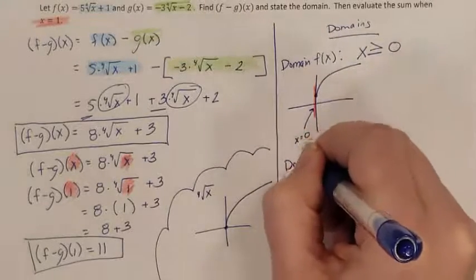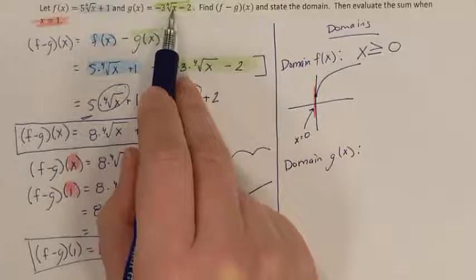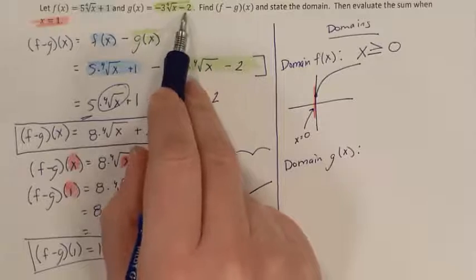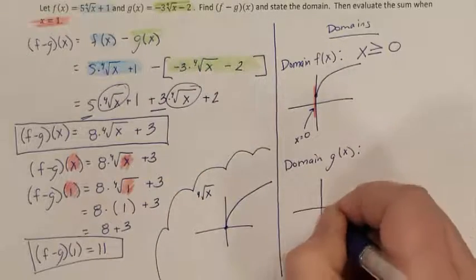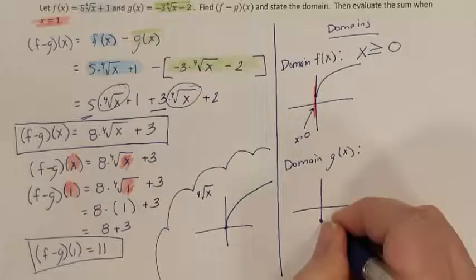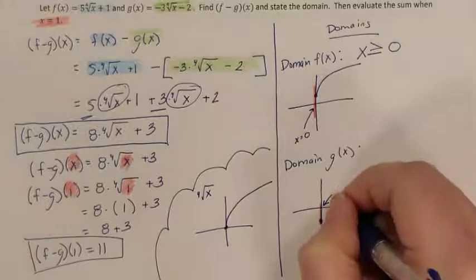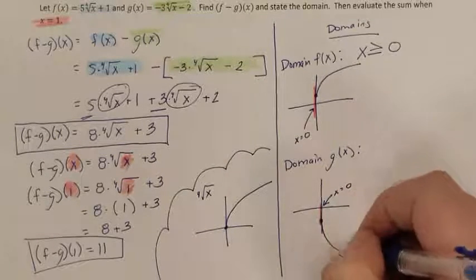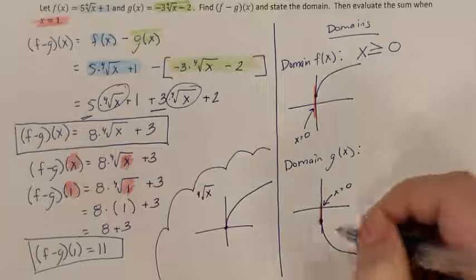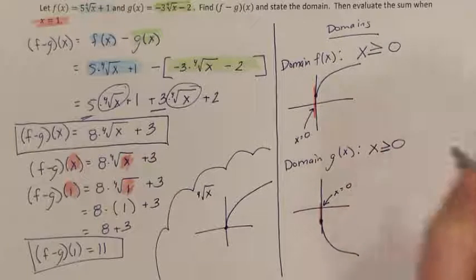Now let's look at our domain for g of x. Our g of x is also a fourth root. This minus 2 tells me that it moved down 2. And because it's a negative 3, it was stretched downward. Domains are still looking at the last x's. This is still the last x value that I'm using, which is x at 0. This line never comes over where the negative numbers are. It lives over here where all the positives are. So I use all the positive numbers and exactly 0.